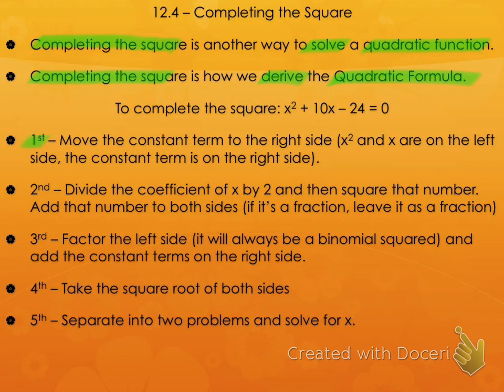The first thing that I want to do is move my constant term to the right side, so that x squared and x are on the left side, and the constant term is on the right side. Then I want to divide the coefficient of x by 2 and then square that number. Add that number to both sides, and if it's a fraction, I want to leave it as a fraction.